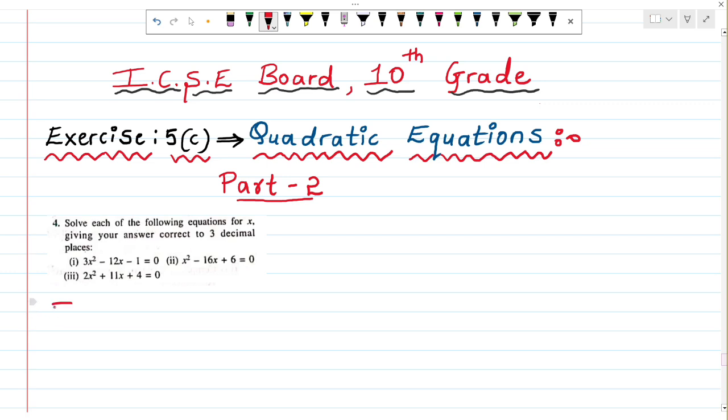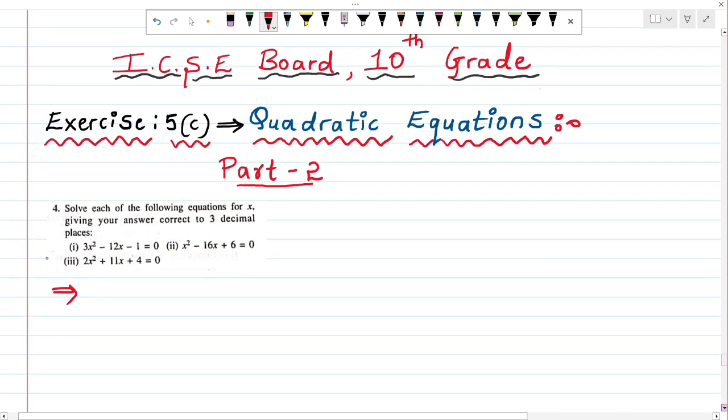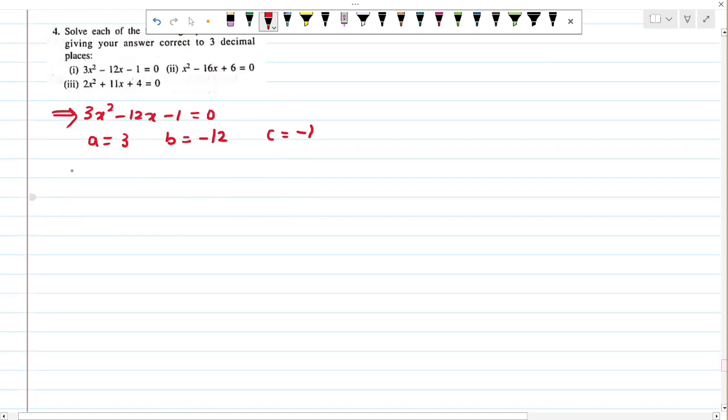So the first question here is 3x square minus 12x minus 1 equals 0. So I'll write the values of a equals 3, b equals minus 12 and c equals minus 1. Now I'll substitute the values of a, b and c in the formula, that is x equals minus b plus or minus root of b square minus 4ac divided by 2a.